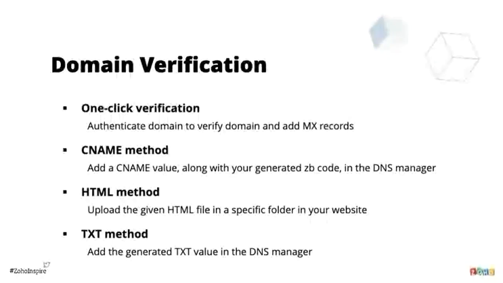So as you can see, the CNAME and TXT methods are methods in which you will have to add a certain value that we from Zoho Mail give you inside your DNS manager. The other two methods are slightly different. In the HTML method, you'll simply have to upload a file that we give you inside the specific folder. And in one-click verification, you'll simply have to give us access to your DNS manager. You'll have to authorize us to add these values inside the DNS manager. So it's pretty simple.